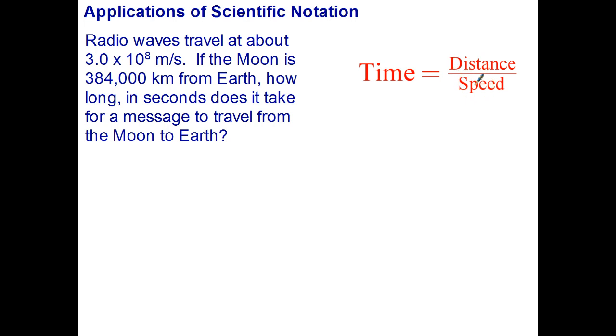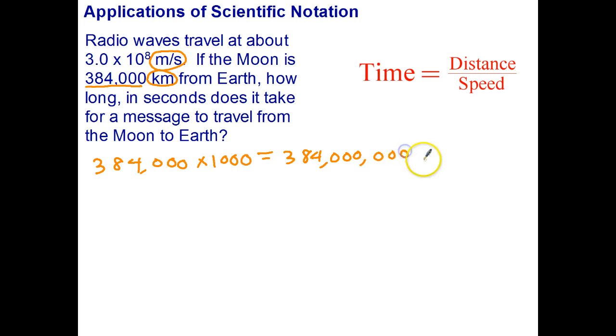Okay, the first thing we have to do is turn this number into scientific notation, and we've also got to be careful because we have different units. So I'm going to work in meters rather than kilometers, so I've got to turn this first into meters and then write it in scientific notation. So 384,000 kilometers. Well, there's 1,000 meters in a kilometer, so times 1,000. And that gives me 384,000,000 meters.